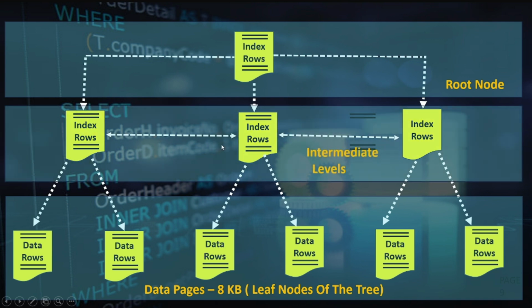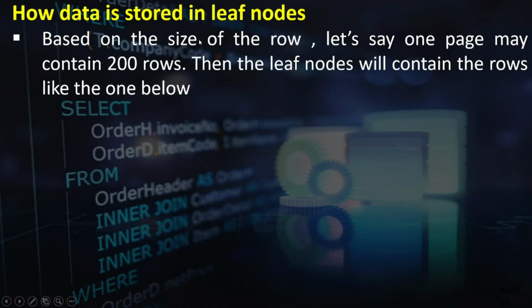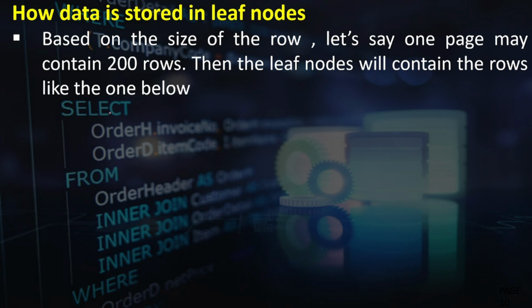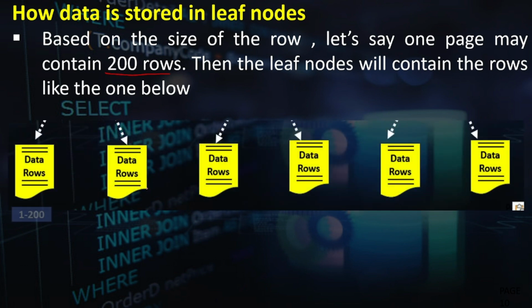So in our case, based on the size of the row, let's say one page may contain 200 rows. It depends upon the size of data in one row, but let's assume this hypothetically. Then the leaf nodes will contain the rows like the one below. What will it contain?